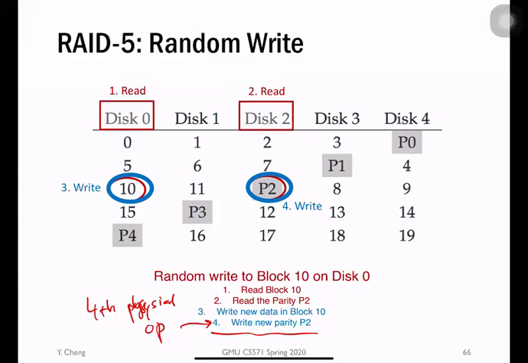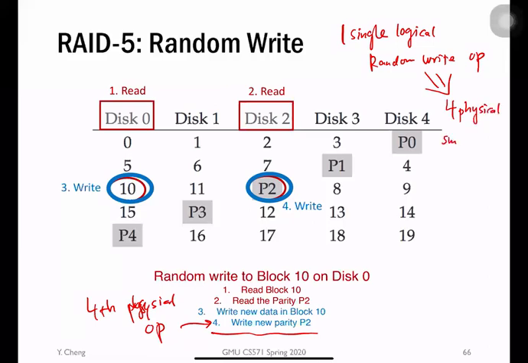So what does it all mean? It means that for a single random logical RAID operation, it translates into 4 physical small IOs, okay? So that is only for one single logical RAID, okay?